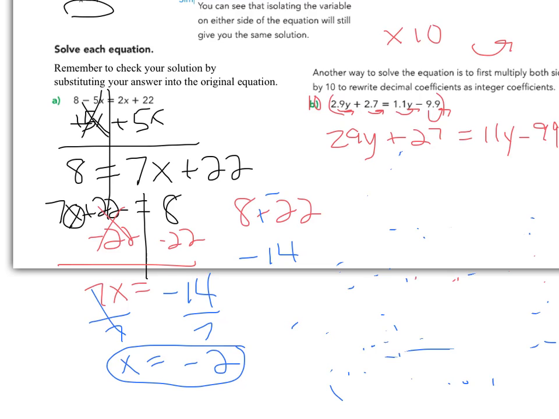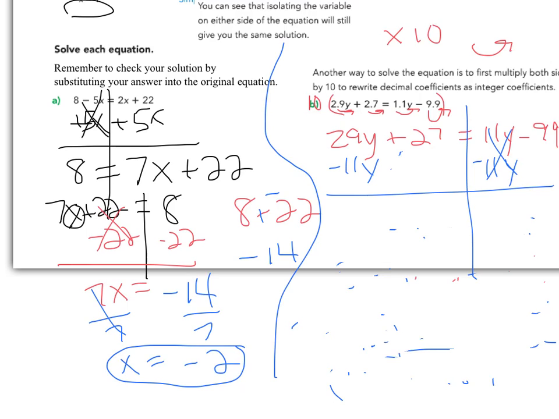Now, you're welcome to keep the decimals and do that if you would rather. But I know a lot of you would rather work with whole numbers. But if you're multiplying by 10, that means every single digit needs to be multiplied by 10. Now I'm going to draw my line, and I'm going to look at my variables. I have a positive 29 and a positive 11, and since 11 is the smaller of the two, that's the one I'm going to move. So I'm going to subtract 11y from both sides. 29 minus 11 is 18y plus 27 equals negative 99. Now it's a basic two-step equation. We need to get rid of the positive 27. So I'm going to subtract 27 from both sides.